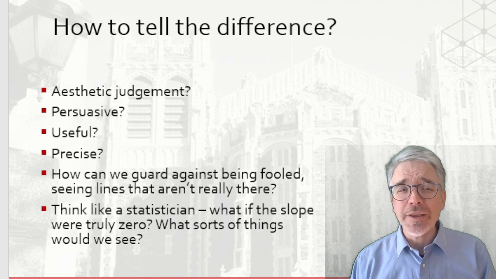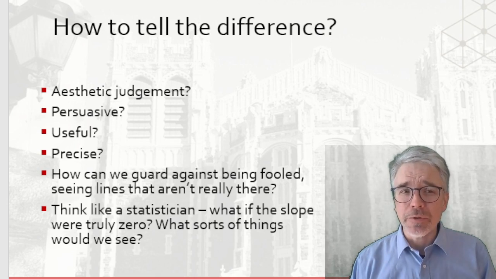We ask, what if the slope were truly 0? What kinds of things would I see in that case? What would be a surprise if there were no relationship? What would surprise me? Oh, I thought it was a 0, but it's kind of weird to see a line.